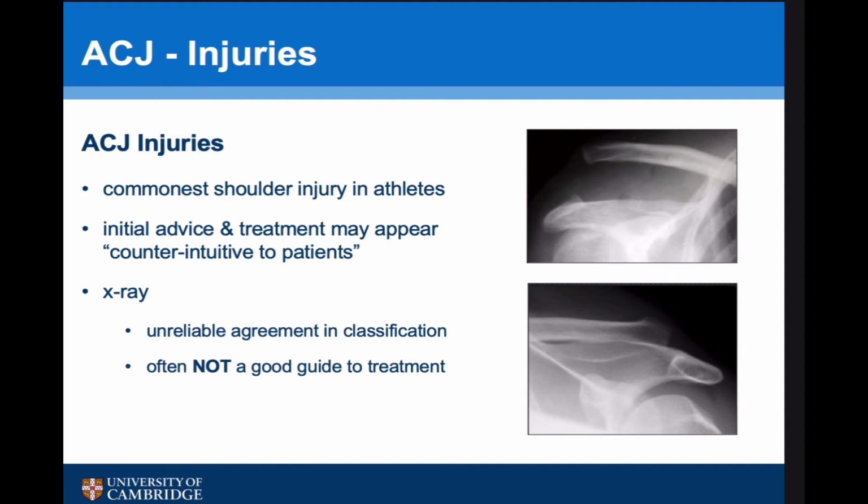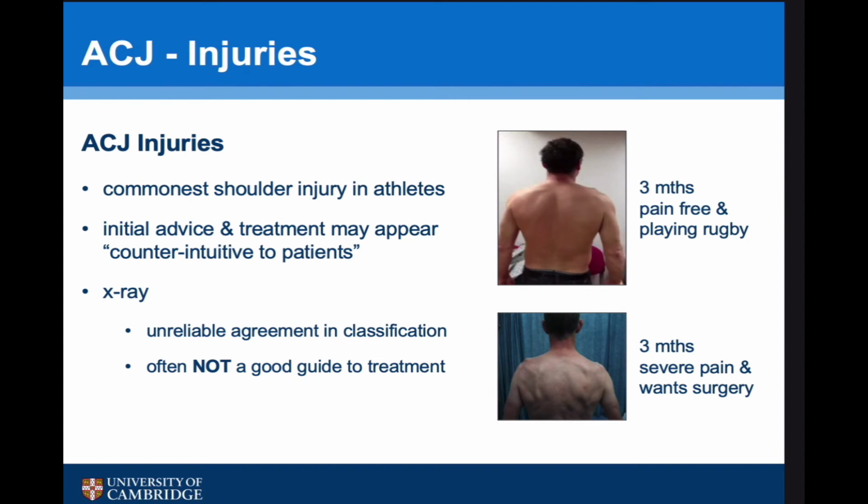So the one at the top you probably consider a type 5 dislocation, and the one at the bottom possibly a type 2, type 3. So this is the chap who had what was thought to be a type 5 injury 3 months down the line. He's pain-free and back playing Premier League rugby. The chap at the bottom who had a grade 2/3, 3 months down the line, he's in severe pain and wants surgery. So X-ray classification isn't actually the way that I tend to treat most patients with AC joint injuries.